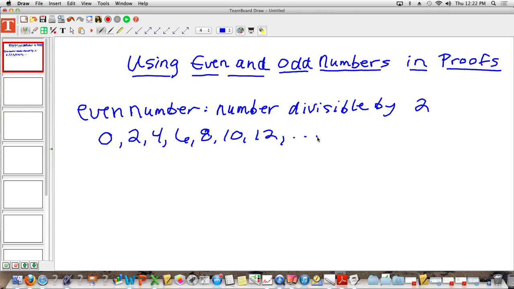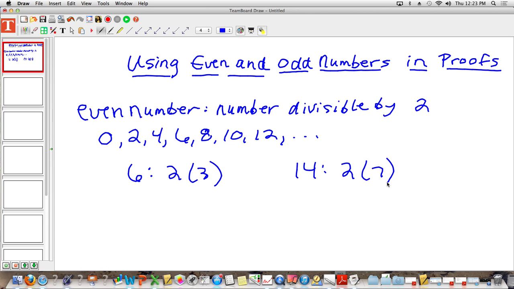All right, but what we're going to do today is talk about how you write an even number. How could you write 6 so that it showed that it was divisible by 2? Because that's what we're saying an even number is: a number divisible by 2. 6 is 2 times 3. What about 14? 2 times 7.